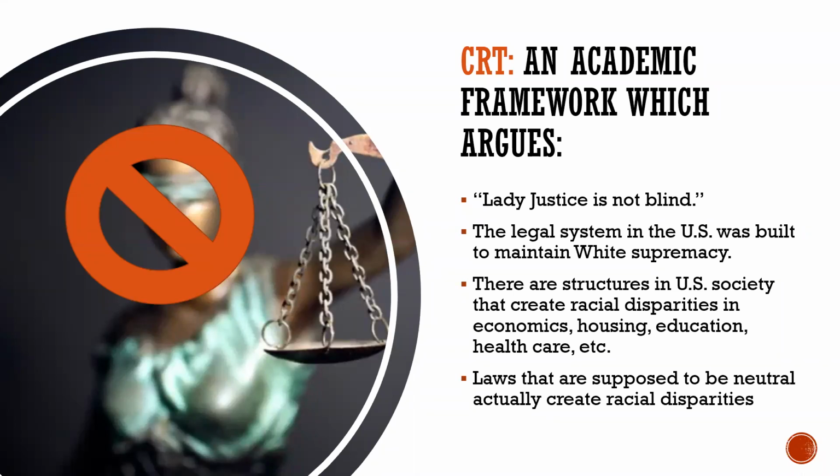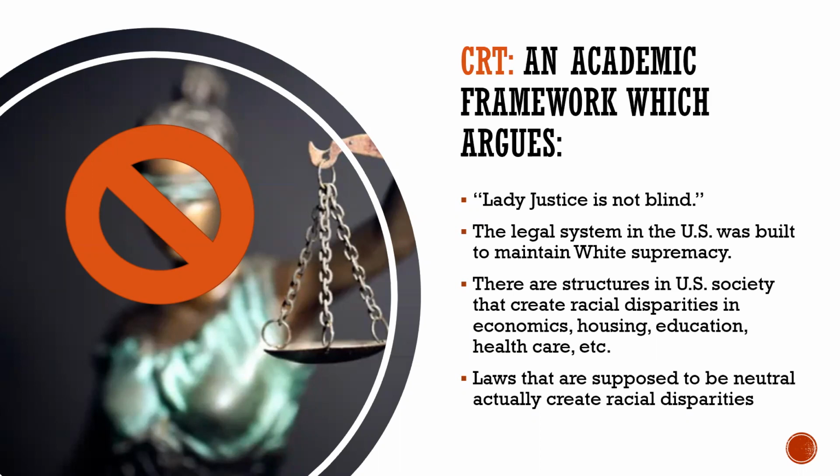But what the critical race theorists argued was that justice is not blind, that the legal system in the United States was built on this idea of white supremacy, meaning that whites had the power and wanted to maintain that power, and that the legal system was a tool, a method for doing that. And they also talked about how there are structures in US society that create racial disparities that result in the disparities we see in economics, in housing, in education, healthcare, et cetera.